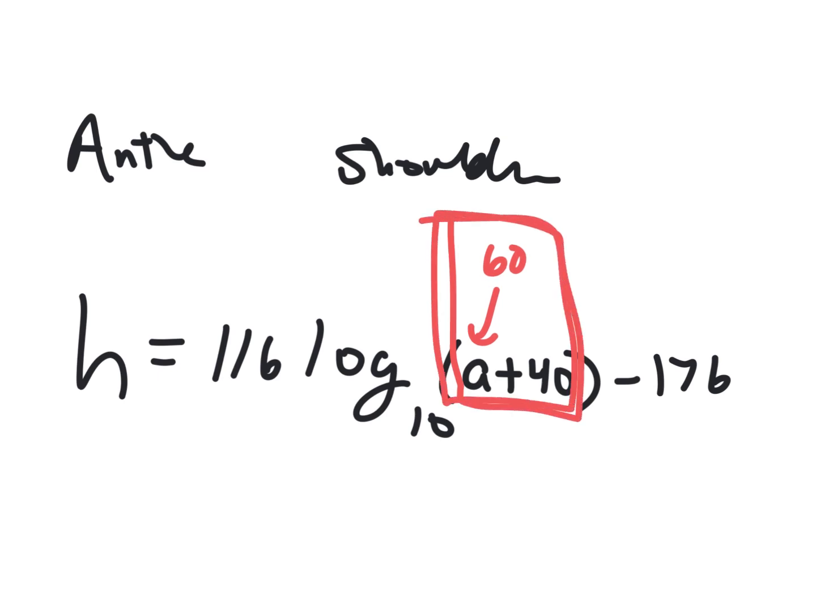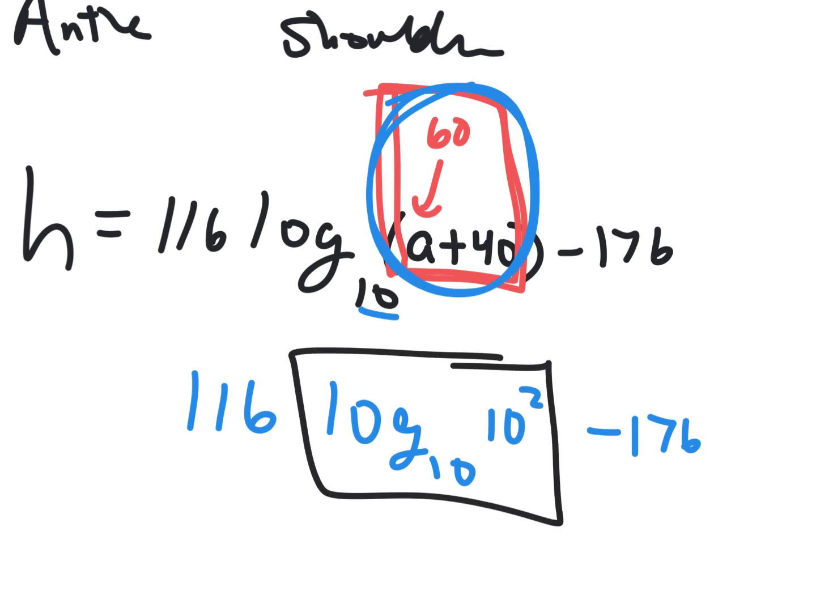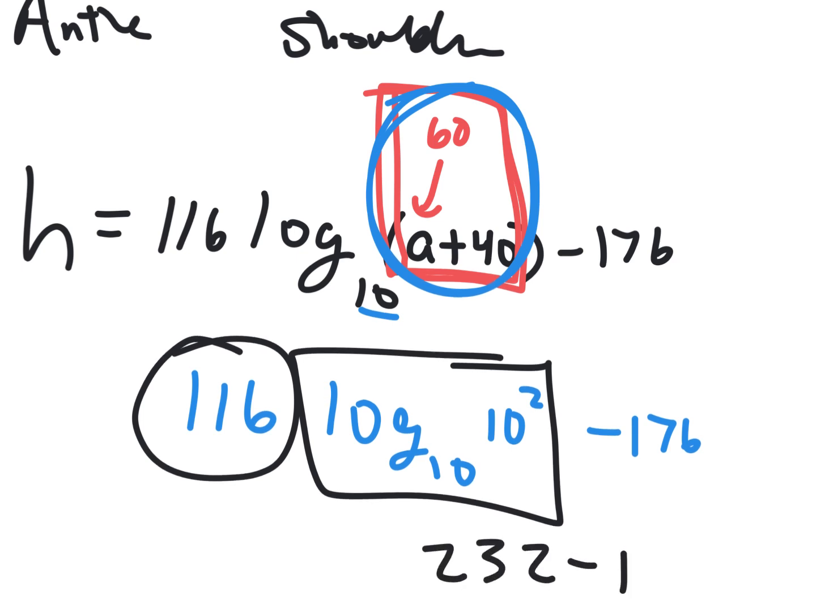Would you agree that 60 plus 40 is 100? Would you agree that 100 is 10 squared? Why would you do that? Because if I can make that 10 squared, then the bases are the same. I got 116 log base 10 of 10 squared, same as 100, minus 176. I'm going to do this part because it's just 2. Log base 10 of 10 squared, that's 2. 2 times 116, I can do that in my head. 232. The last thing I really don't feel like doing is 232 minus 176.